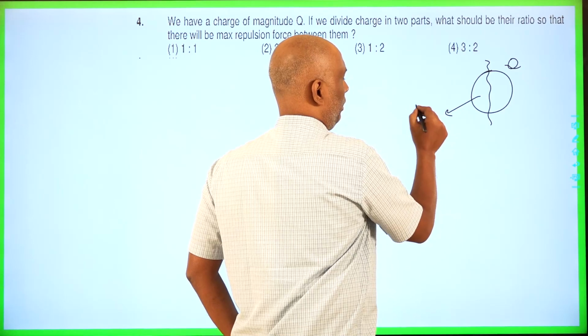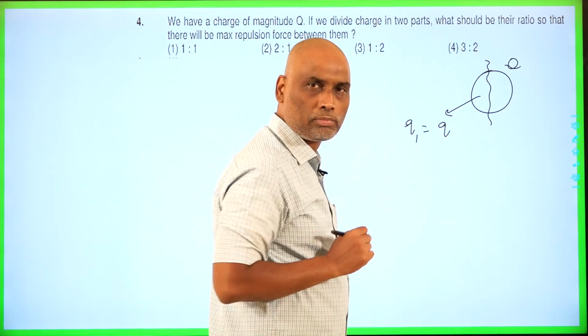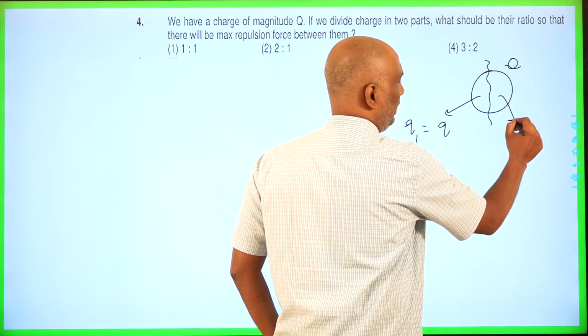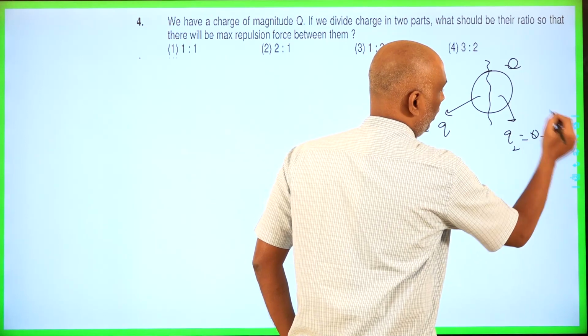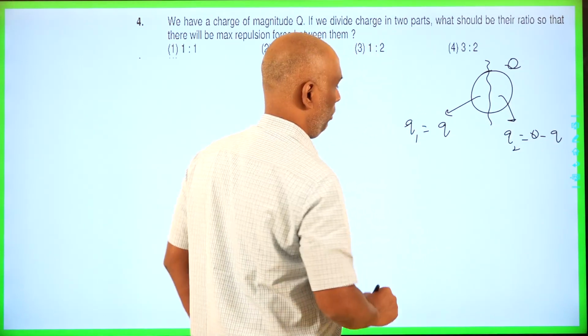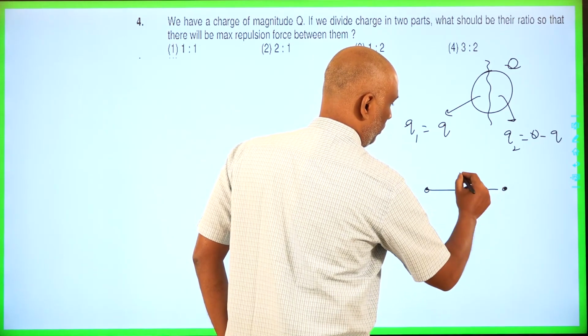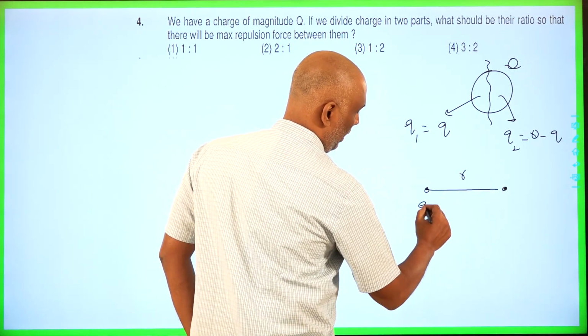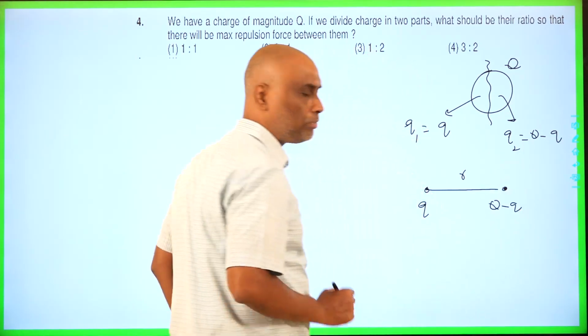Let us imagine that the first portion has a value equal to q. The second portion has a charge equal to Q minus small q. Now what we are doing? We are separating these two charges by a certain distance r. The magnitude of this one is q, the magnitude of this one is Q minus q.